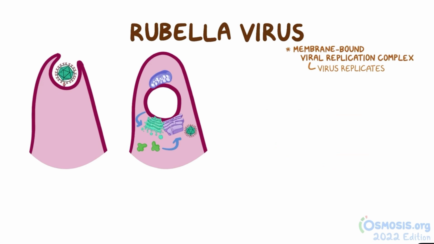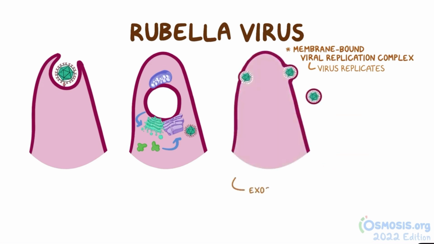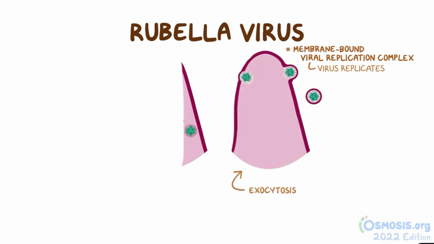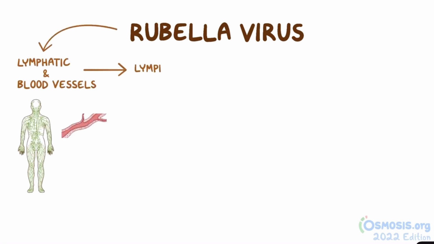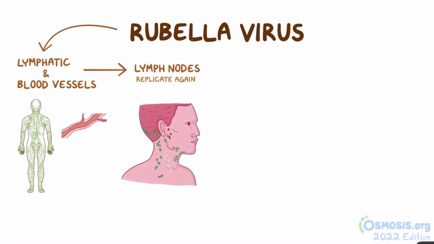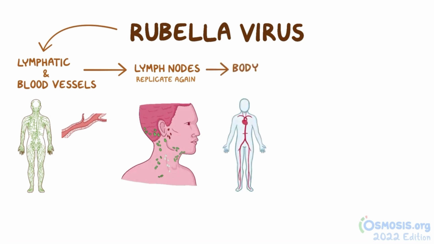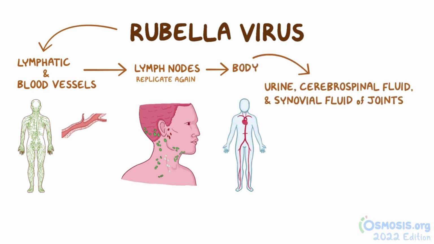The new virus copy eventually exits the cell by exocytosis and enters nearby lymphatic and blood vessels, traveling to lymph nodes where it will replicate once again. From the lymph nodes, it enters the blood vessels again and spreads to various parts of the body, making its way into various bodily fluids like urine, cerebrospinal fluid, and synovial fluid of joints.